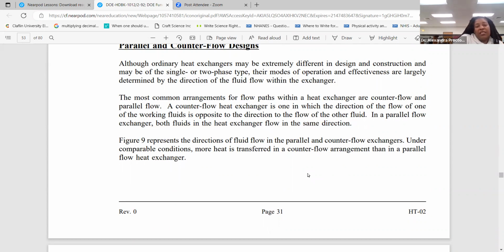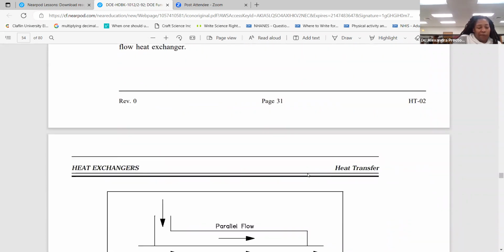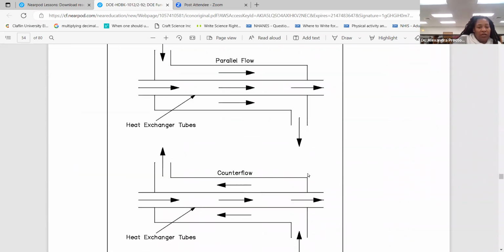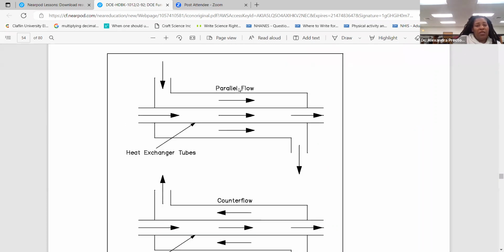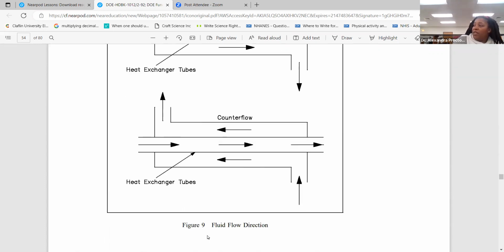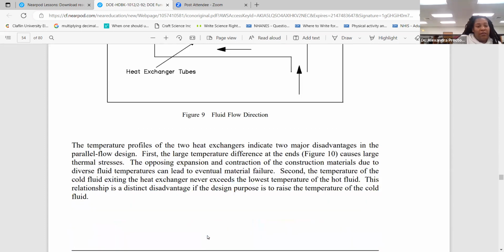Under comparable conditions, more heat is transferred in a counterflow arrangement than in a parallel flow heat exchanger. So that's what we're showing. They're using the arrows to show you that the flow is in the same direction in the parallel flow exchanger, and in the counterflow, they're using this pictorial representation to show you that you have flow circulation.